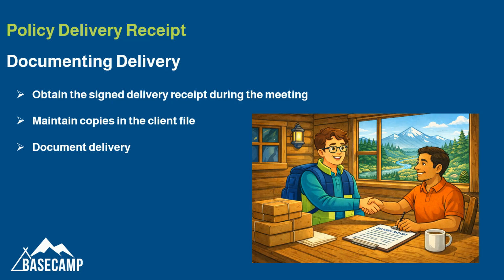You can see the client and agent shaking hands while the signed document sits on the table, representing the completion of the delivery meeting. At this stage, the retirement strategy process has come full circle, from the initial conversation and application, through carrier review and policy issue, and finally to the delivery of the contract. Documenting the delivery with a signed receipt helps confirm that the client received the policy and that the process has been completed.